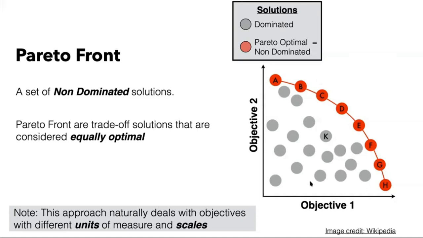Another interesting aspect of this is that we do not care about the relationship of units or scales between objective 1 and objective 2. Again, remember, this could be price versus quality. So you don't have to put monetary value on quality, or hyperparameters, which have totally different scales, totally different units. So this naturally is agnostic to this.